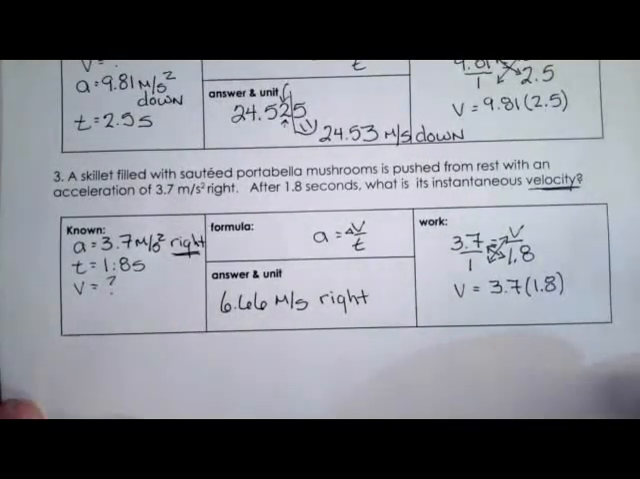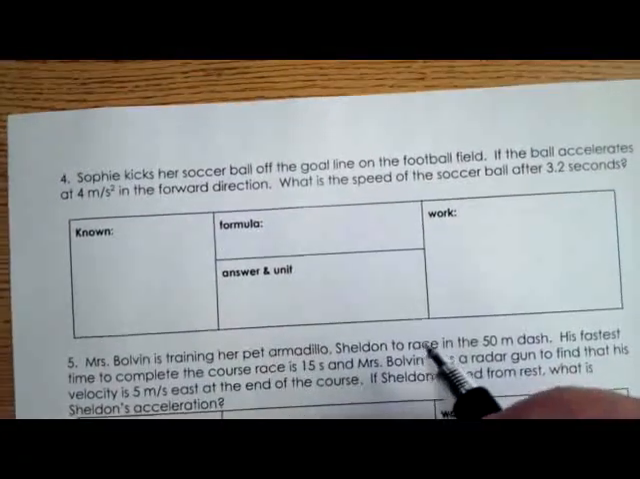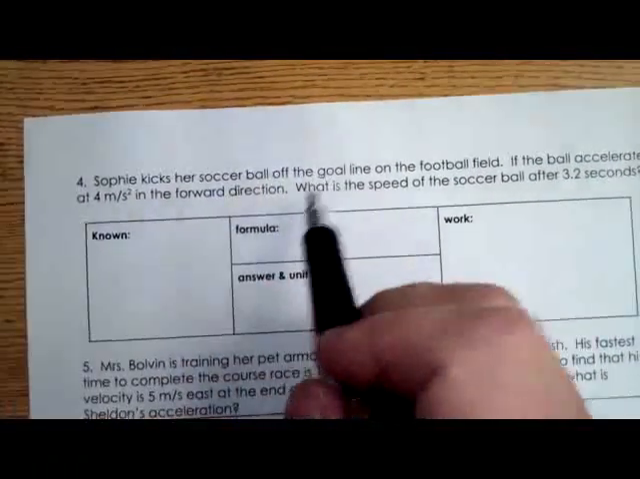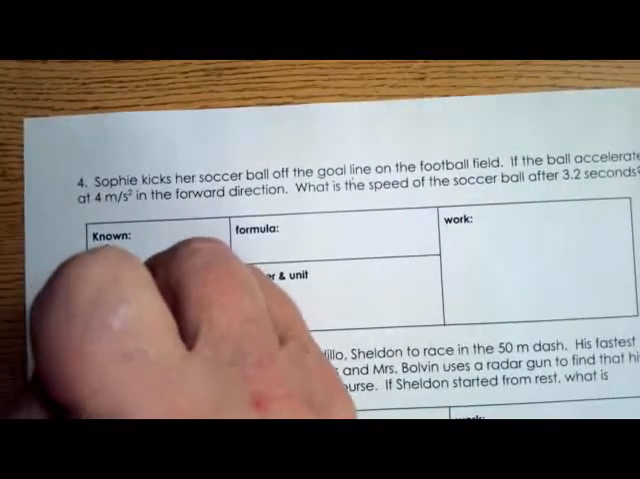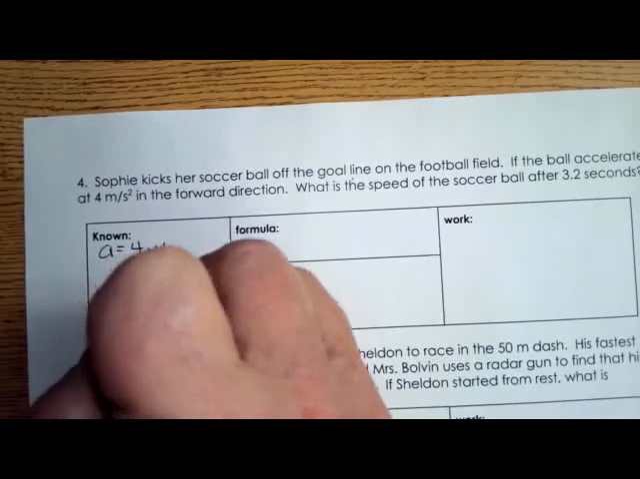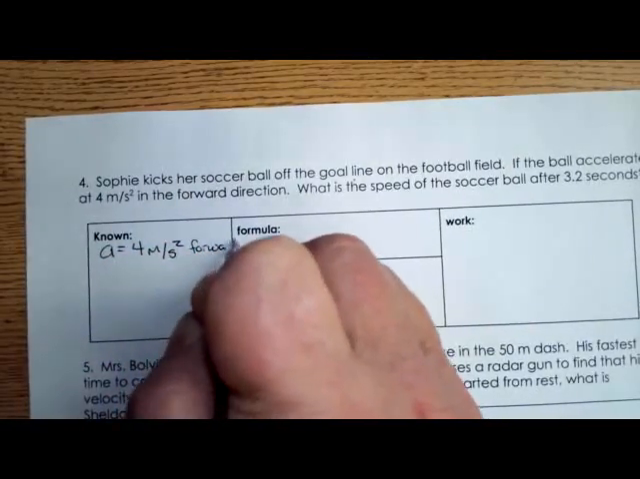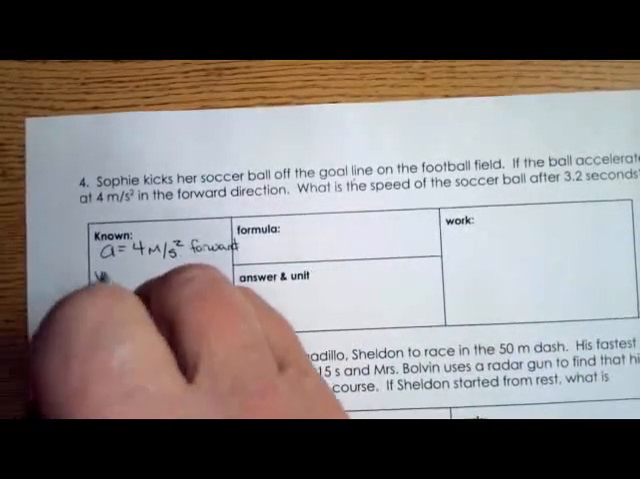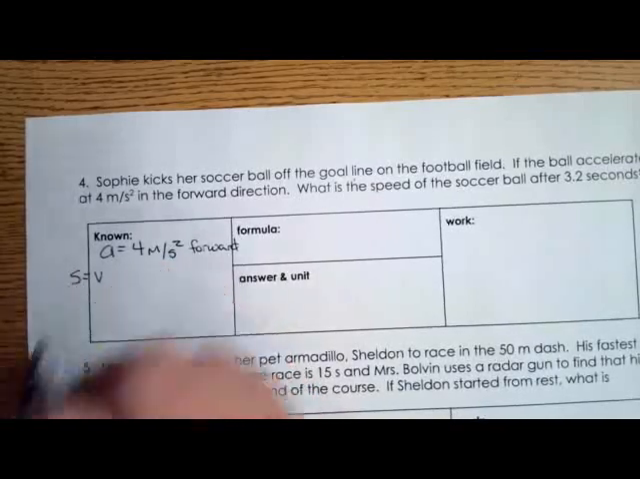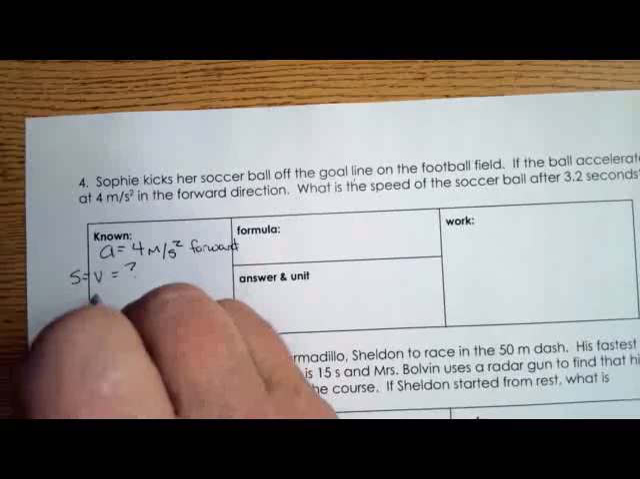Okay, 3 down, 2 more to go. So Sophie kicks her soccer ball off the goal line on the football field. If the ball accelerates at 4 meters per second squared forward, what is the speed? And in this case, speed and velocity are the same thing. So that's what we're looking for after 3.2 seconds.